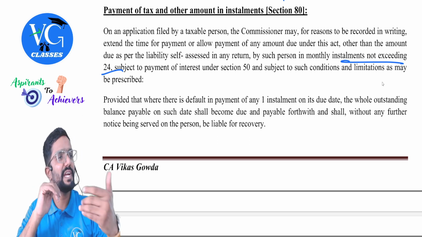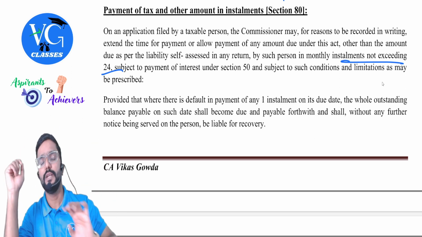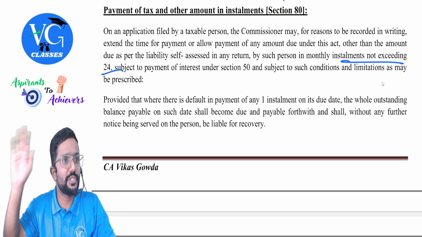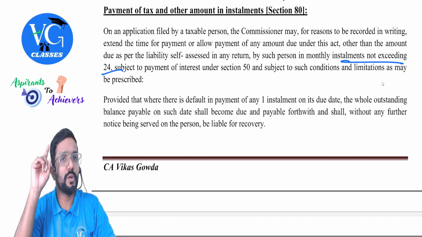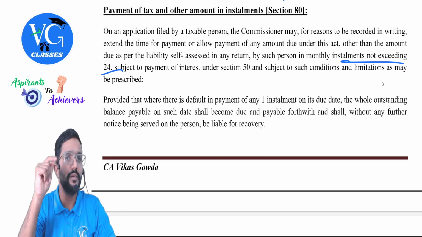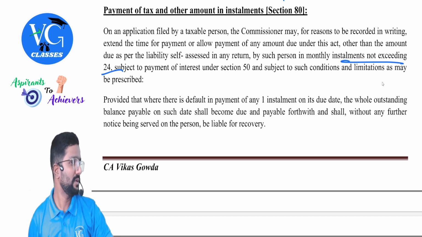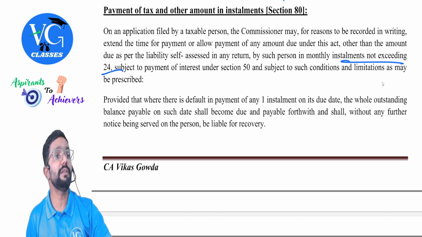Clear? Means can they put any conditions, additional conditions and all? Yes. But when they allow the person to pay in installment, even if you default one installment, then they will tell, please pay all the remaining amount in one shot.